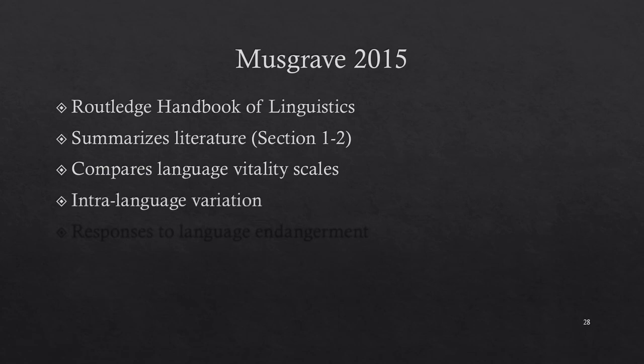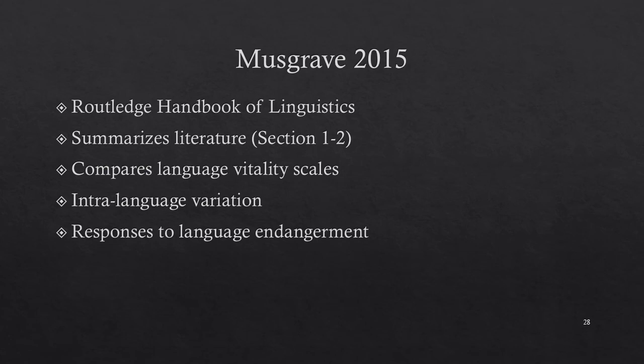He also brings up the issue of interlanguage variation versus intralanguage variation, pointing out that the distinction between language and dialect is a very subjective one, and it makes it quite difficult to capture what's happening in terms of loss of language diversity if we're only looking at a rather arbitrarily defined category of language and not looking at variation within the groups that are normally called languages. Musgrave also provides a summary of many of the responses to language endangerment and the motivations for how to respond to language endangerment.